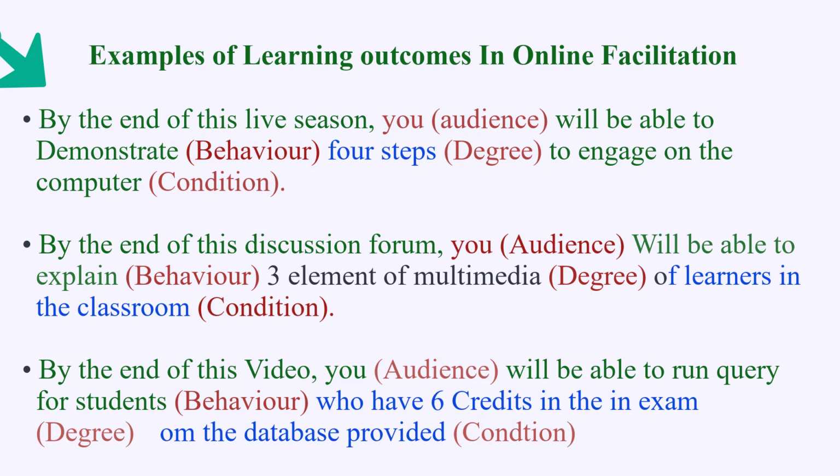What it means is that by the end of this topic, for instance, you, that is the audience, that is A, will be able to demonstrate. That demonstrate is the behavior. That is what you want your learners to exhibit. That is B. 4 steps, that is the degree at which you want the demonstration to occur, of installing software on the computer. So you're not installing it on your phone, it's on the computer, and that is the condition. Just look at the other examples, and you will be able to set learning outcomes that follow ABCD format.